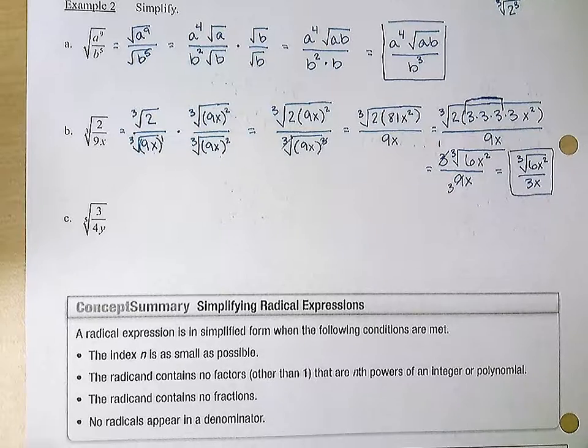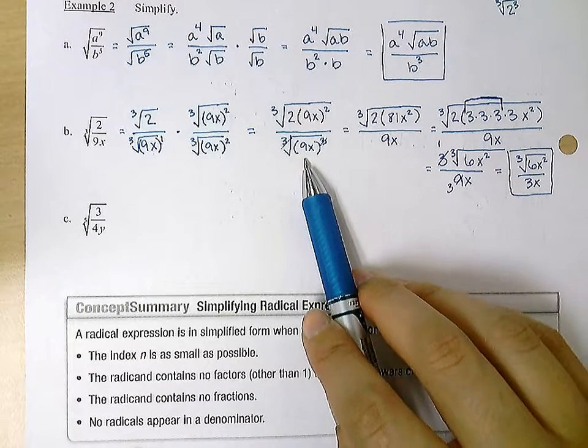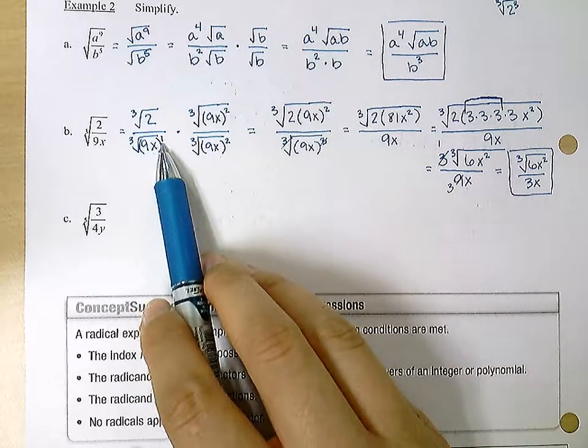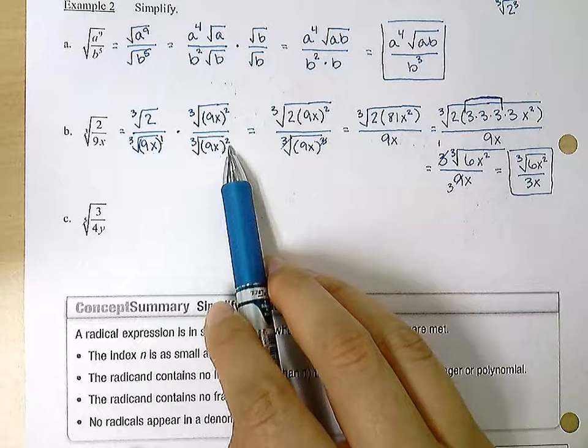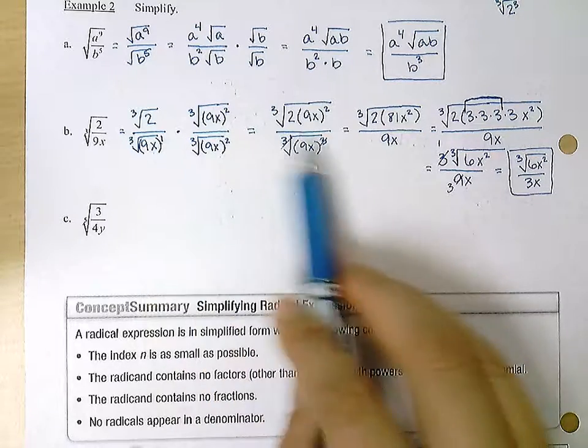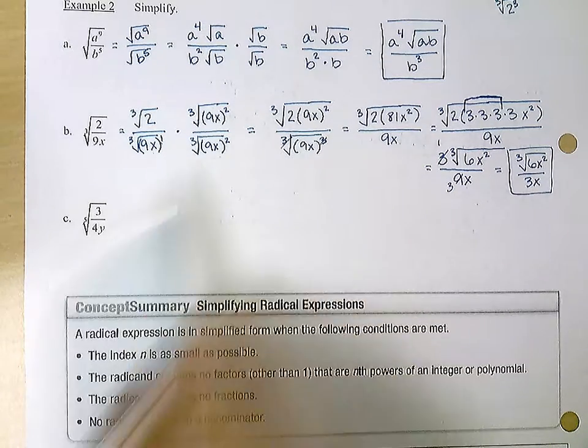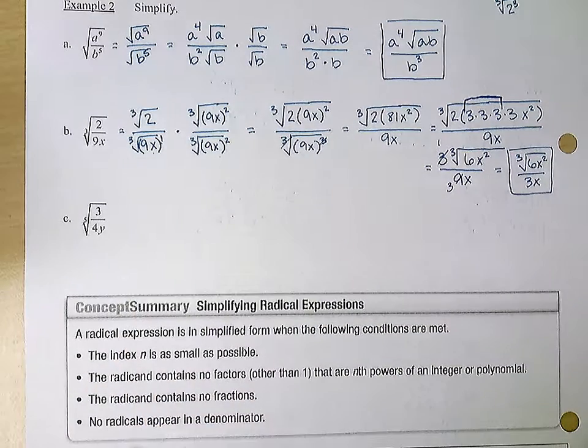All right, questions after looking back at letter B? Because I'm multiplying 9x to the first times 9x squared, so I have a 1 and a 2 to get a 3, cubed. That's what you want to do in this case when you have that cube root. So we'll do the same thing in letter C too.